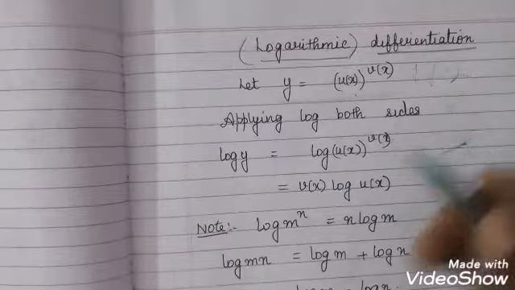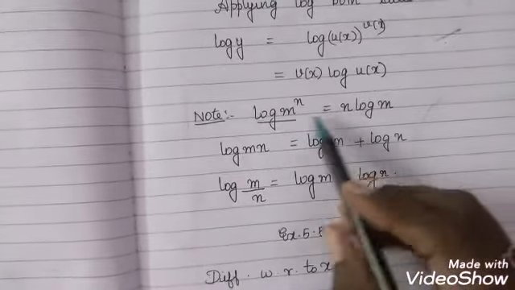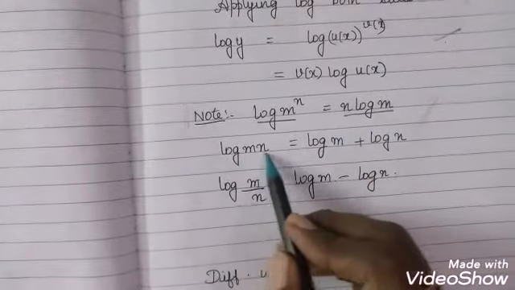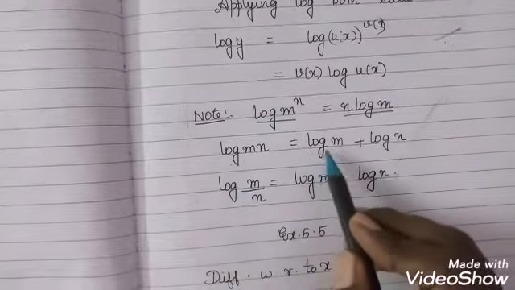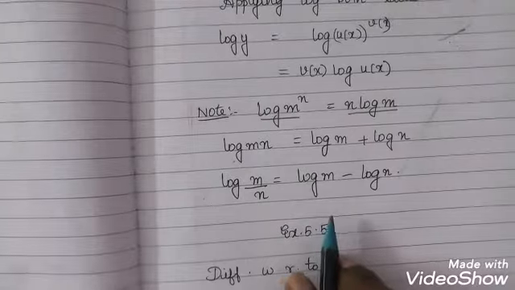What are the logarithmic rules you have here? Log of m power n, the power rule, will be written as n into log m. Log of m into n: what is log of m into n? It is equal to log m plus log n.